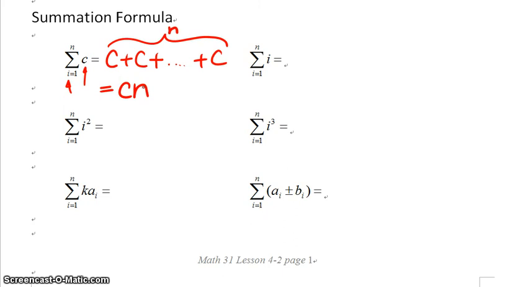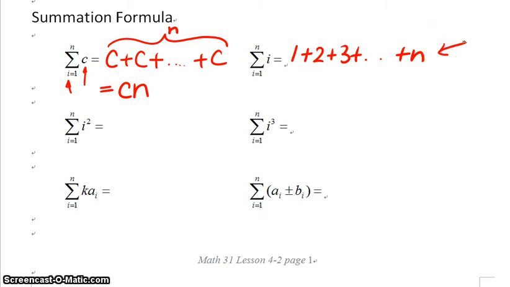All right. How about when I have this summation of i? It means i equals 1 plus 2 plus 3 plus 4 plus 5 plus all the way to n. Okay, so when you have a constant, you're just adding an n number of constants together, that's cn. When you're adding i, you're adding 1 plus 2 plus 3 plus 4. What does this give me?